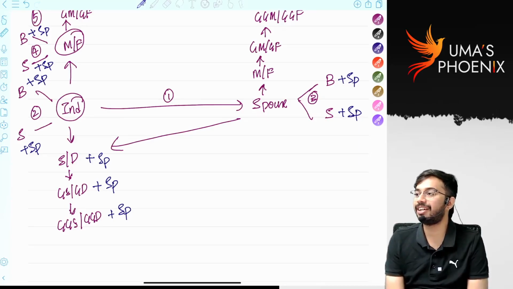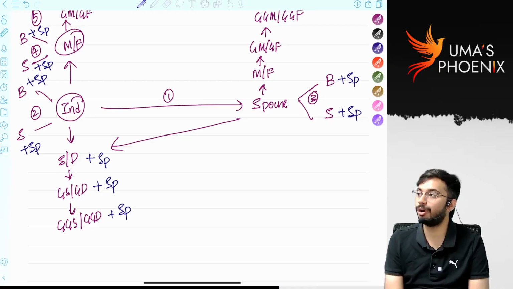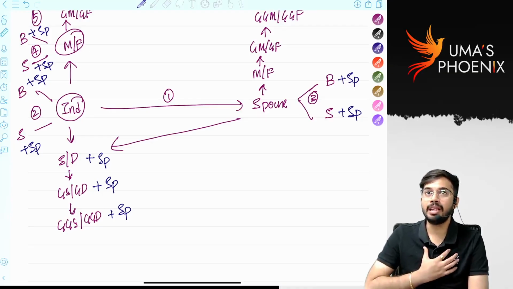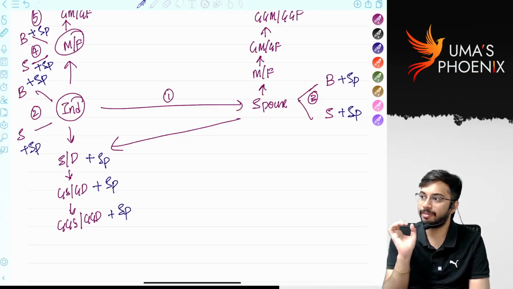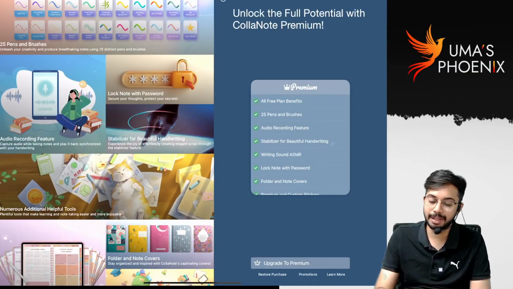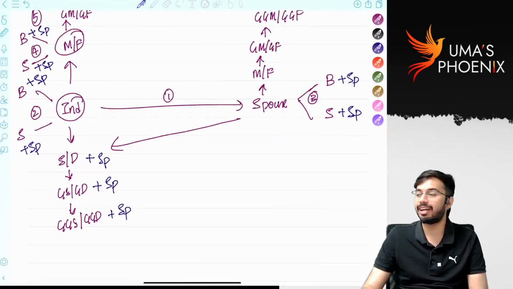Who is the receiver? My sister's daughter. My niece is the recipient. Who is the donor? I am the donor. From whose point of view should you check? From the donor's point of view will you check? No. From my niece's point of view: mother's brother gifted to my niece. Mother's brother is obviously a relative, right? So such a gift is fully exempt. Are you able to understand?